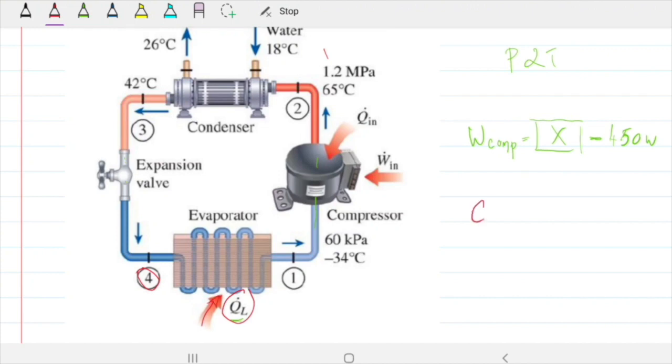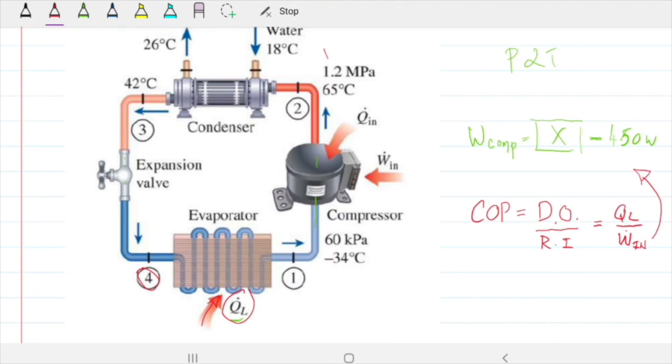And then the coefficient of performance, we all know that. It's the desired output that we want divided by the required input that we need to be able to get that output, right? In our case, the desired output is precisely the QL to be able to keep that space at minus 30, and the required input is how much energy we need to give to our compressor, Win, which is related to this guy here.